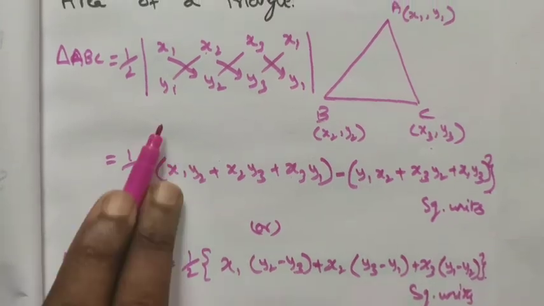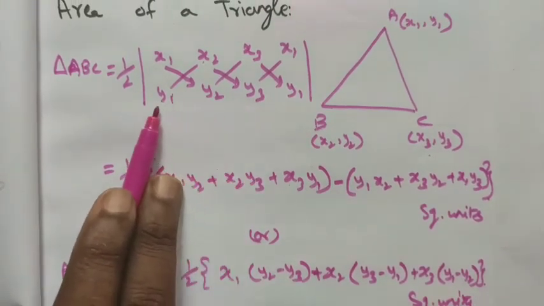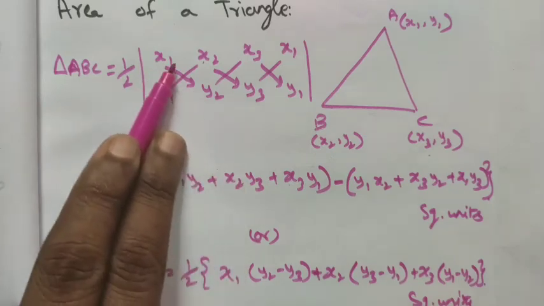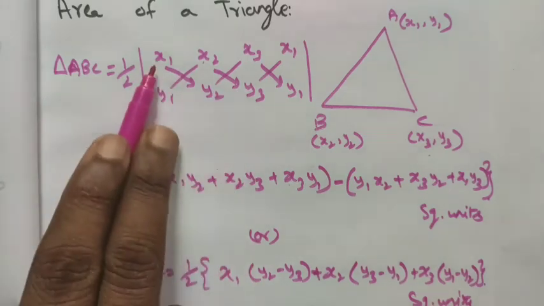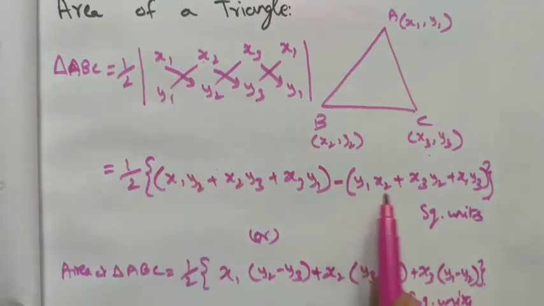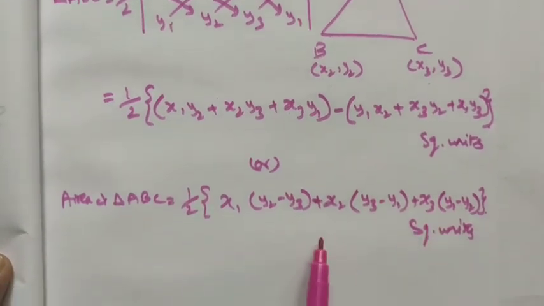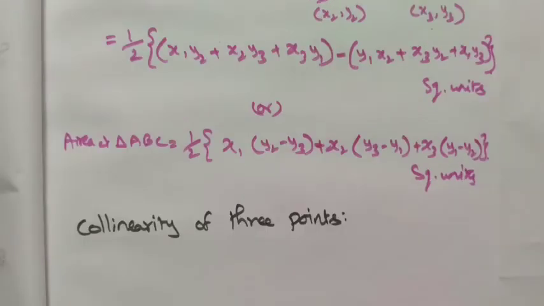Either we can use this formula by this condition. This is the formula for the area of the triangle. Here we have how to multiply the term. The first term we have to multiply like this and then minus of the second term, or otherwise we can use this formula also. Next we see the collinearity of the 3 points.